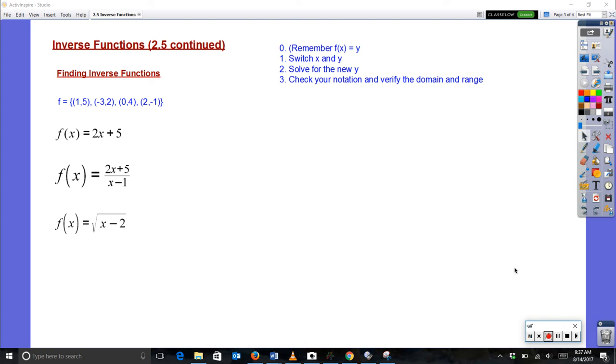Alrighty, in this part of our lesson on inverse functions, what we're going to do is actually go over a method to truly find the inverse. And we did that a little bit already, so we have a few examples to look at. The first couple should go kind of quick. We'll start with just a set of points.